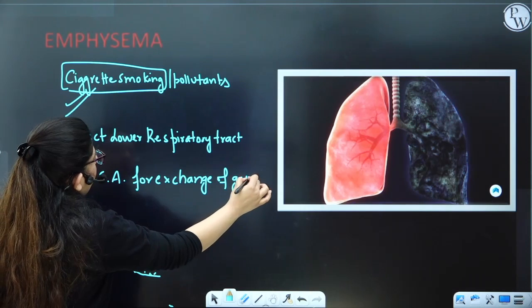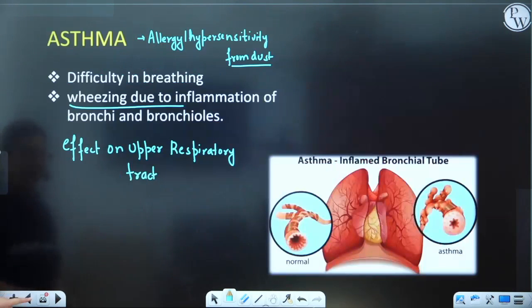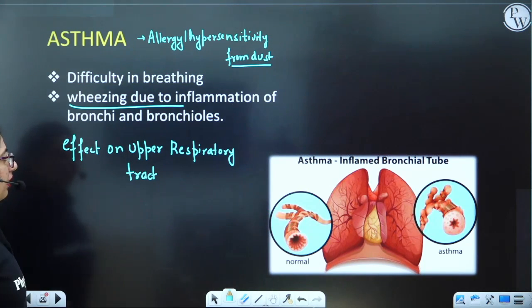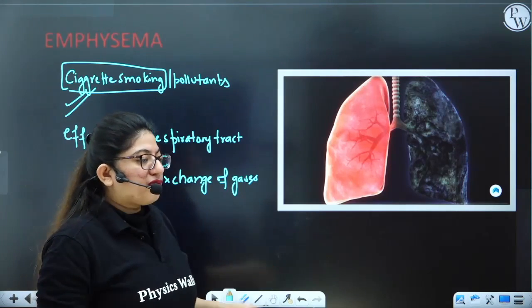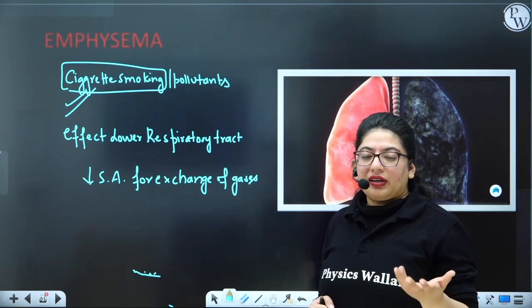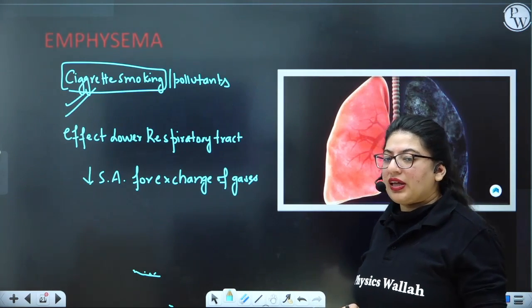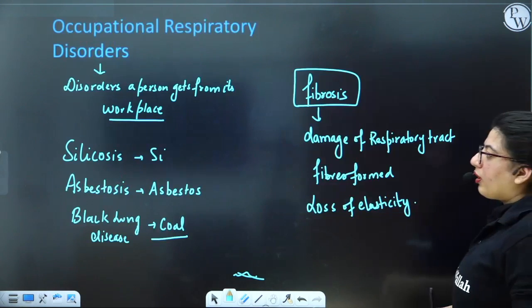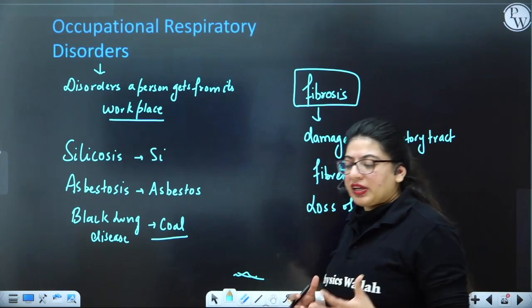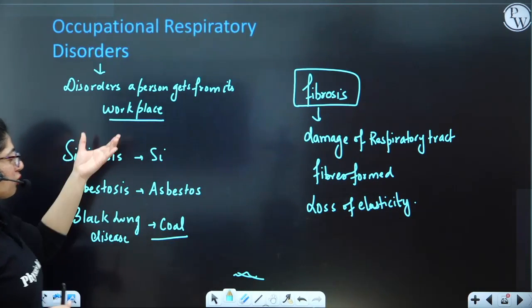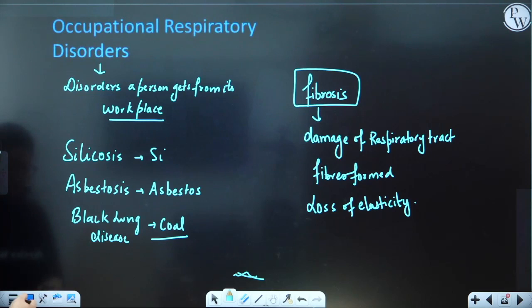So in asthma, what was happening? In asthma, it was an allergy which affects the upper respiratory tract, and there is difficulty in breathing. In emphysema, it was due to cigarette smoking, and it affects the lower respiratory tract. And in this, there was less exchange area, because it is affecting your alveoli as well. In the occupational one, your bronchi and bronchioles are damaged, fibrosis takes place, and there is difficulty in breathing. And this occurs due to a person's exposure to these substances at their workplace.